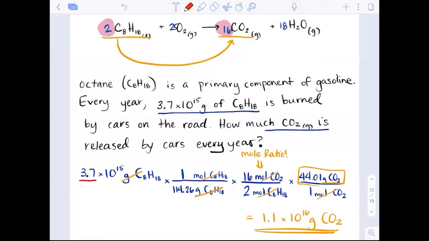Now, 2 sig figs results in 2 sig figs. All of my unit conversions, all of my molar masses and my mole ratios are exact numbers. Those have an infinite number of sig figs. So the only sig figs that you would want to look at are the starting measured value.